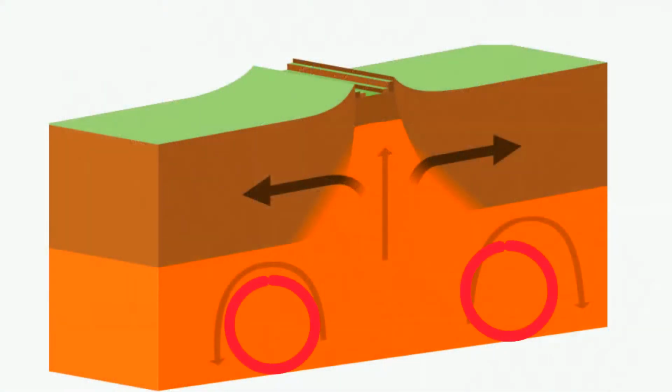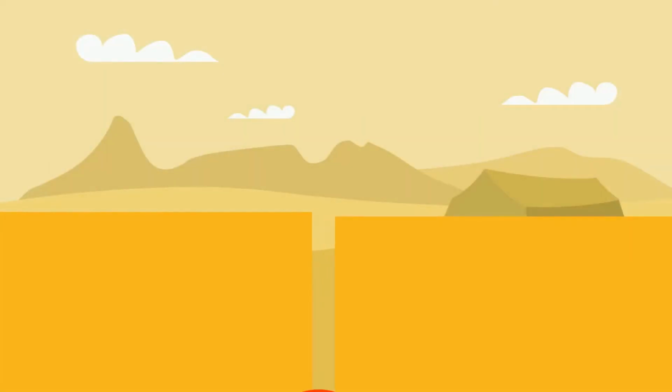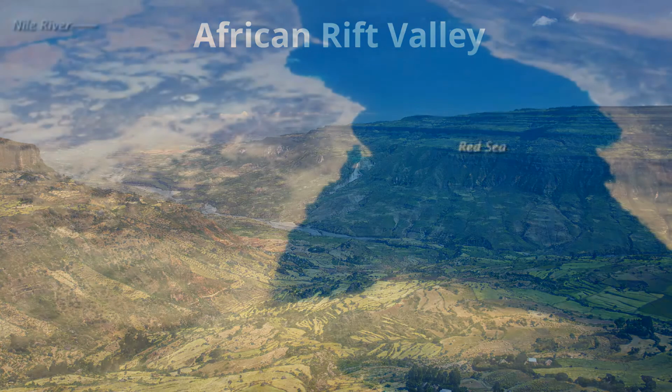Continental and continental divergent boundaries occur when two plates of continental lithosphere move away from one another. As the magma rises, new lithosphere is created. The East African Rift Valley was created when continental and continental divergent boundaries moved away from each other.